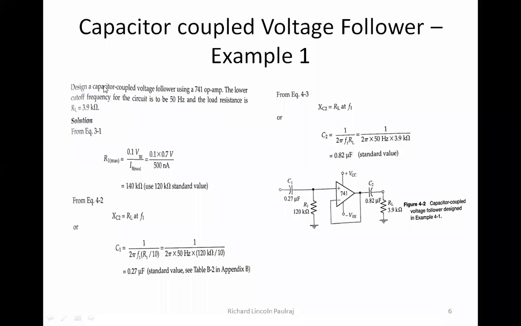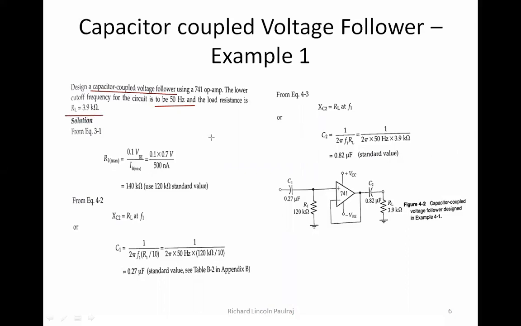Okay, so design a capacitor coupled voltage follower. Now again, here information extraction is important, right? So they are telling me to design a CC voltage follower. As soon as you remember CC voltage follower, it means you will have one capacitor at the input side, one capacitor at the output side, right? So the lower cutoff frequency for the circuit is 50 Hertz. That's the standard that we use. And the load resistance is 3.9 kilo ohms. RL is equal to 3.9 kilo ohms.